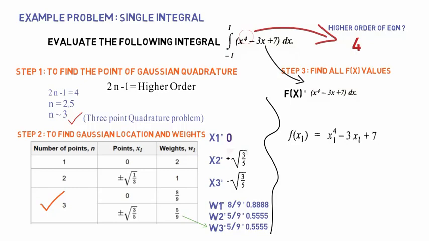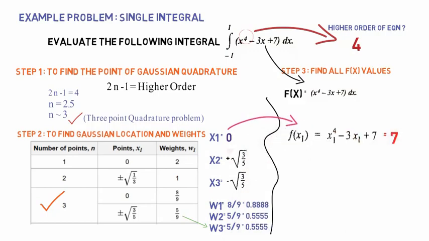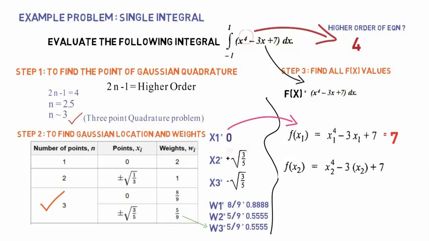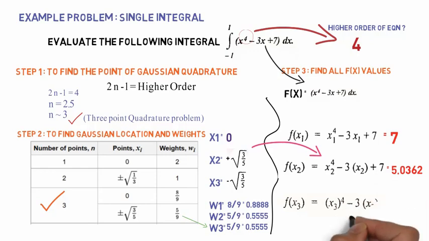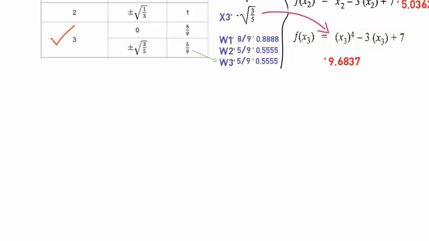First one is f of x1. You simply substitute x1 in f of x, then you will get x1 power 4 minus 3x1 plus 7. Simply apply this x1 value here and you will get the value of 7. Then f of x2. Simply substitute x2 in f of x, then you will get x2 power 4 minus 3x2 plus 7. Substitute the value of x2 here, then you will get the answer of 5.03. Then the f of x3 value, that is x3 power 4 minus 3x3 plus 7. Here you just apply the value of x3 and substitute, and you will get the value of 9.6837.